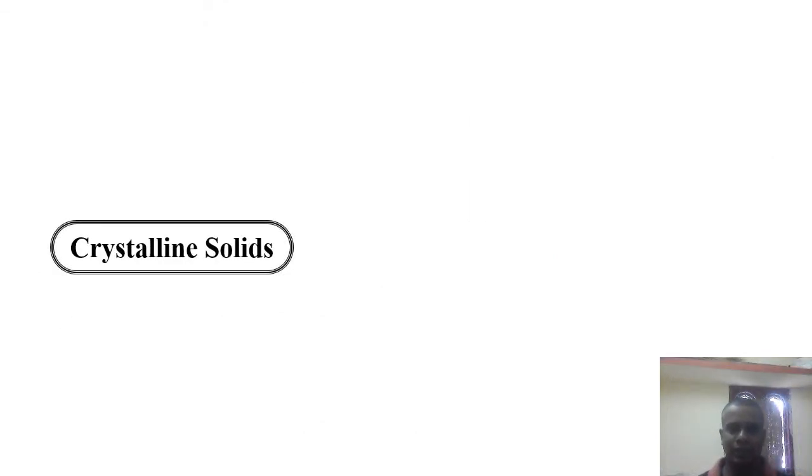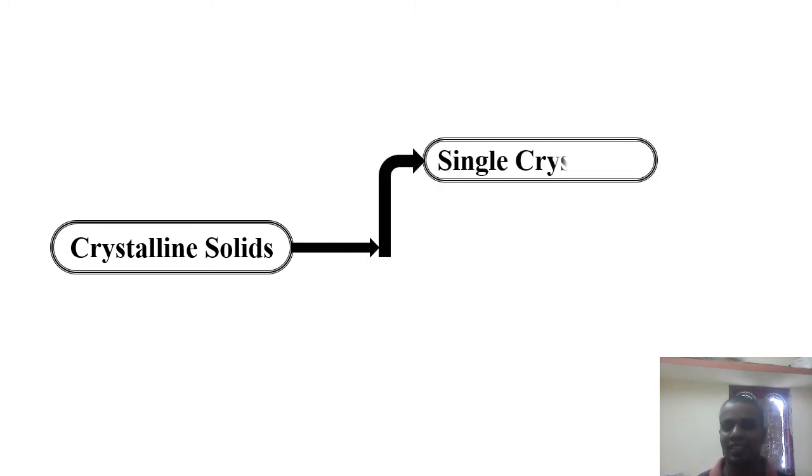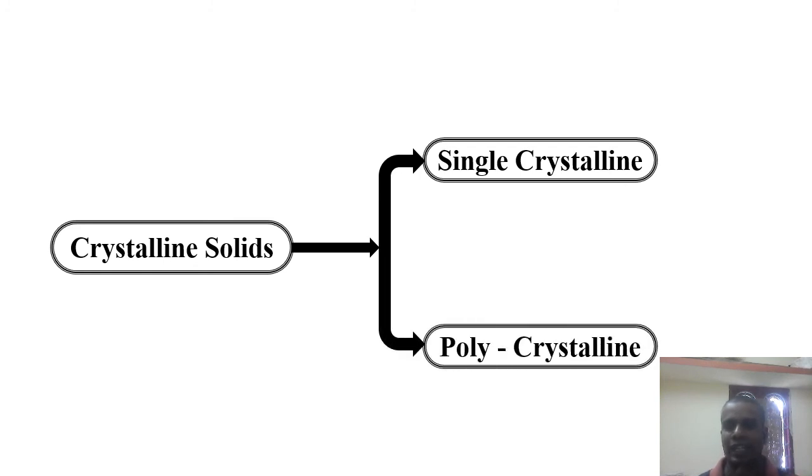In this chapter, we are going to deal with crystalline solids, so we have to know their types. What are the types of crystalline solid? They are categorized into two types. The first one is single crystalline solids. The next one is polycrystalline solids. Now we are going to study what a single crystalline solid is and what a polycrystalline solid is. We are just going to touch on the topics, not going in depth on single crystalline as well as polycrystalline.